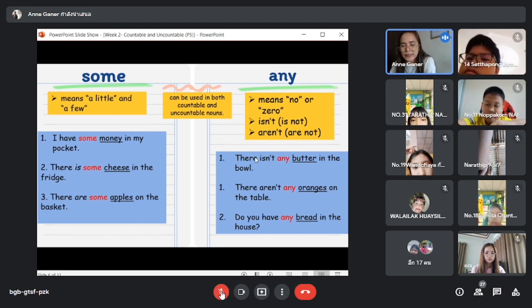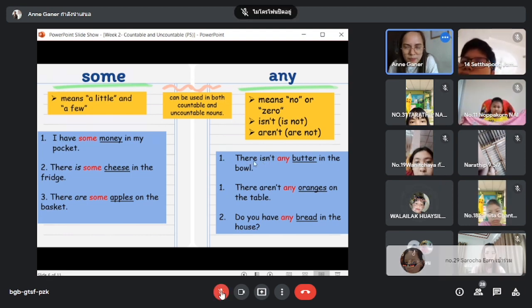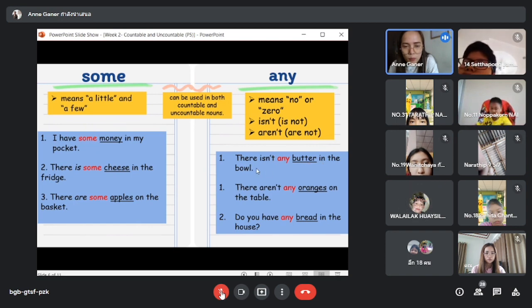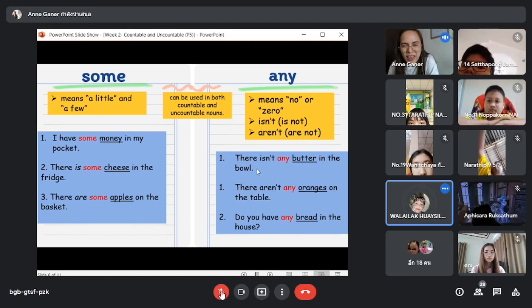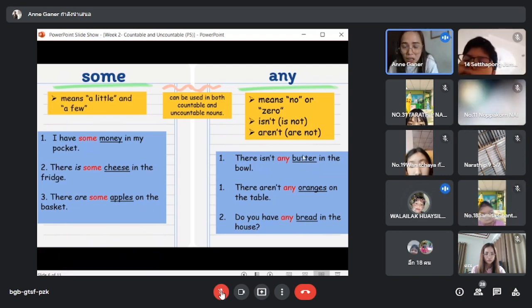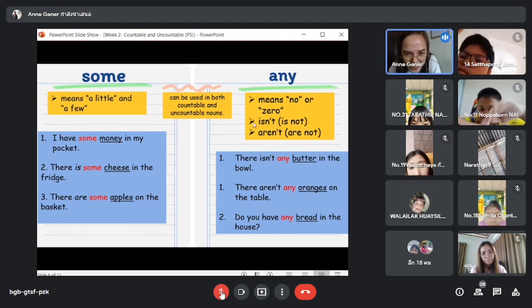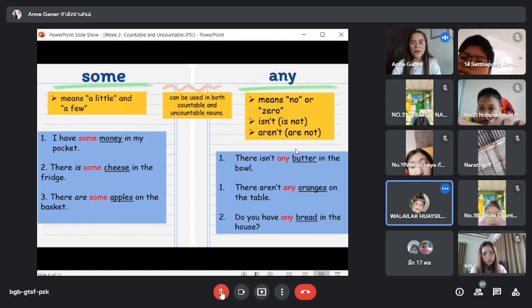Walayla, can you read example number one? There isn't any butter in the bowl. Okay. What is the noun? It's underlined already. Butter. Countable or uncountable? Uncountable. Now teacher said here any. If you see isn't or aren't, you will use some or any? Any.